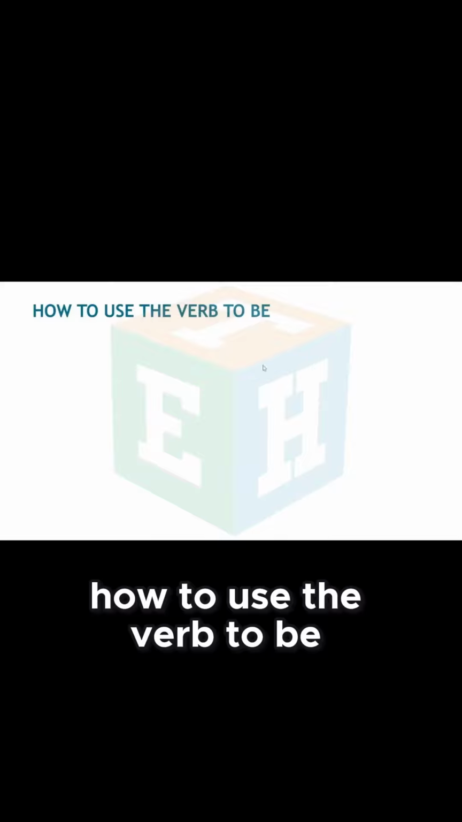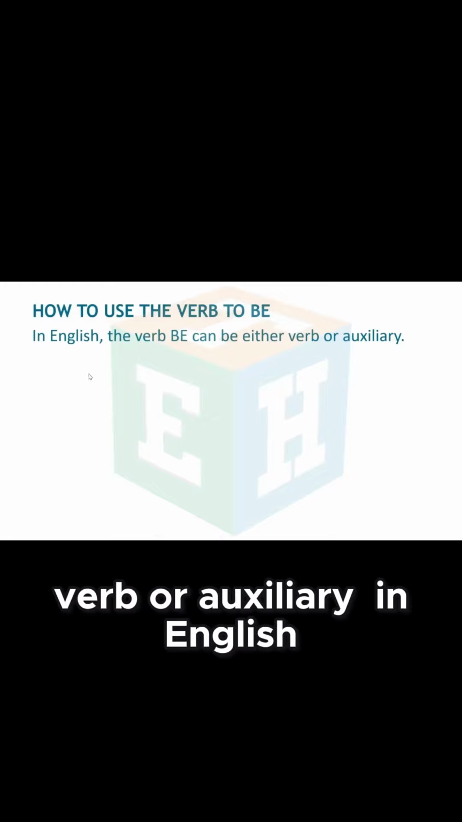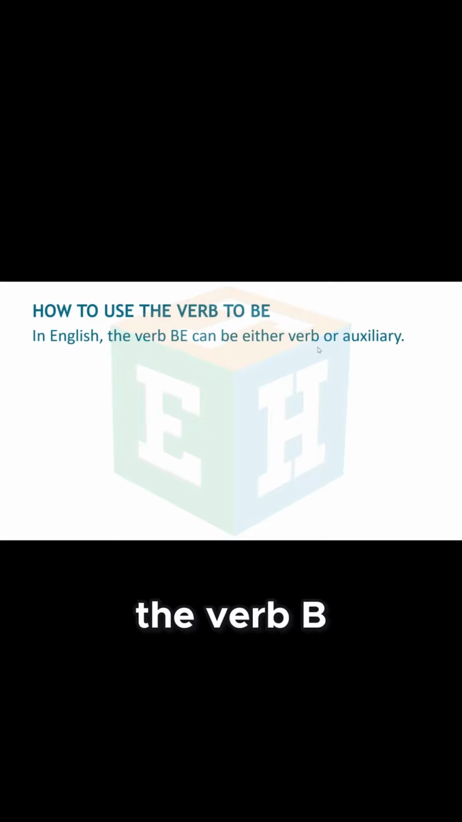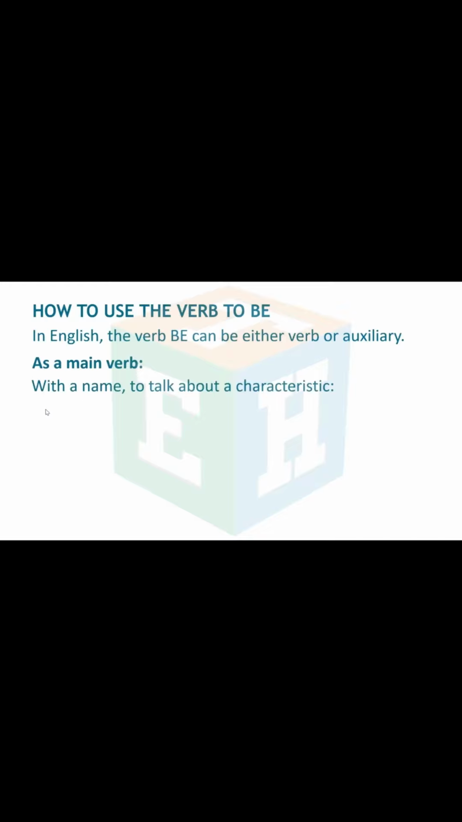How to use the verb to be. In English, the verb be can be either a main verb or an auxiliary. As a main verb.